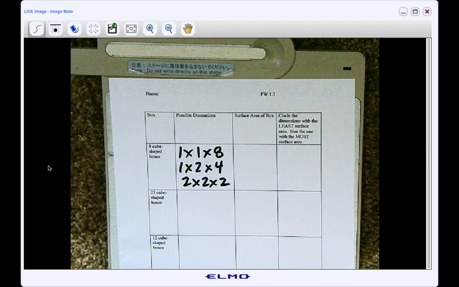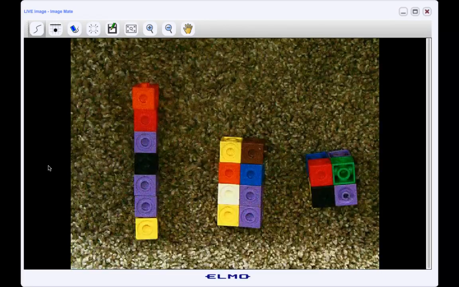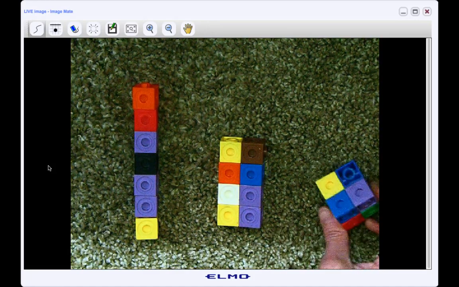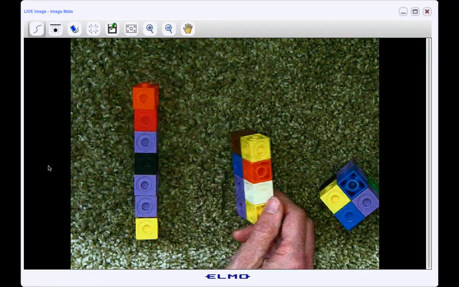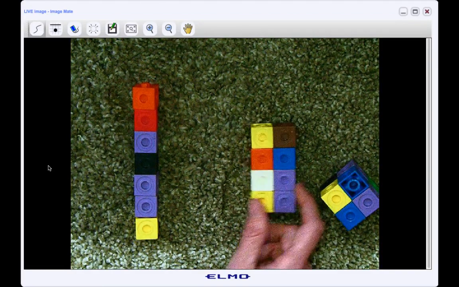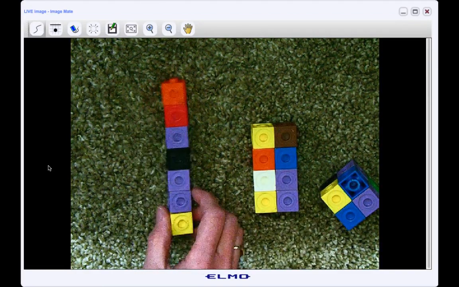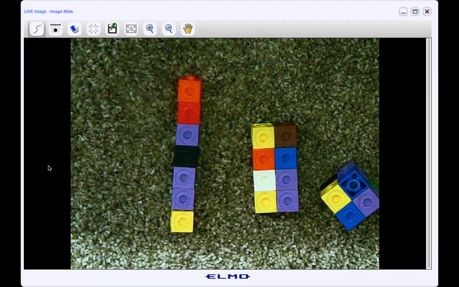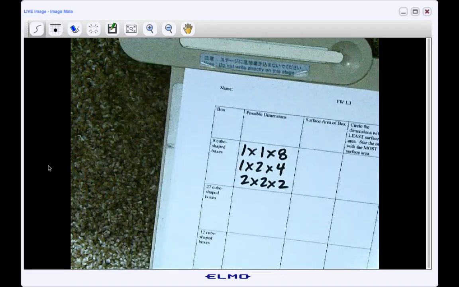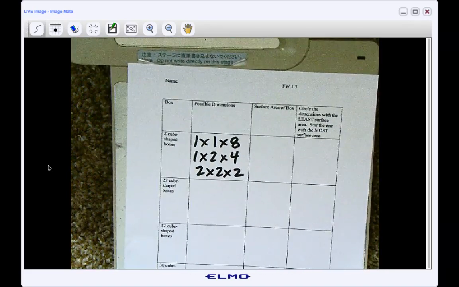Okay, so I'll move my paper away and let you look at the different arrangements so you can figure out what the surface area of each of these would be. How many blocks are showing on each side. Okay, and then you can go ahead and write that in here.